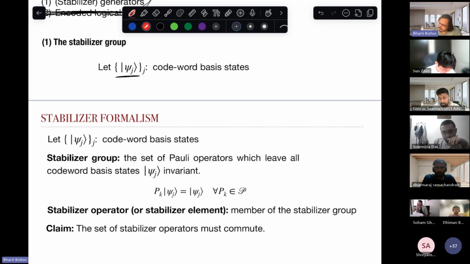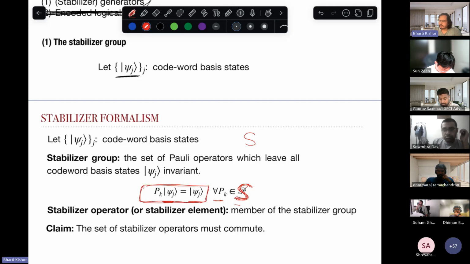So let's say you have a stabilizer group S. So for all Paulis P_k in S, when you act on psi_a, which is in your code space, it should remain stable. So P_k on psi_a should give you psi_a. This is what we demand.